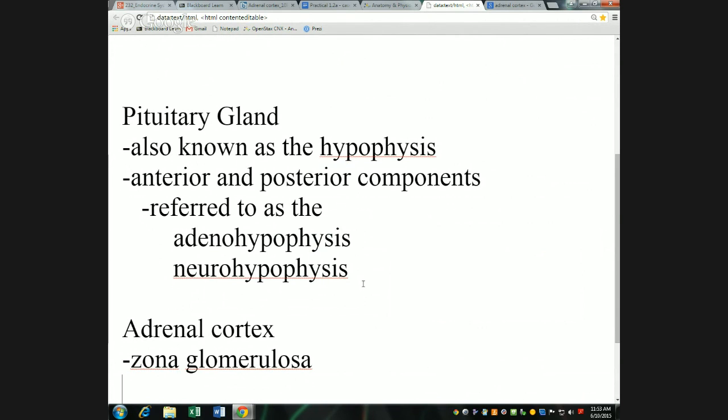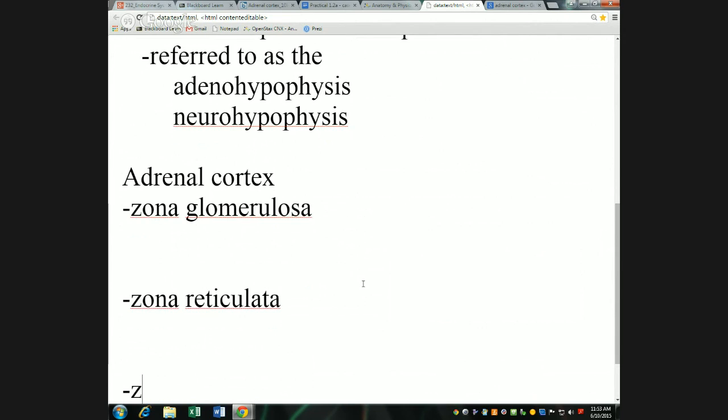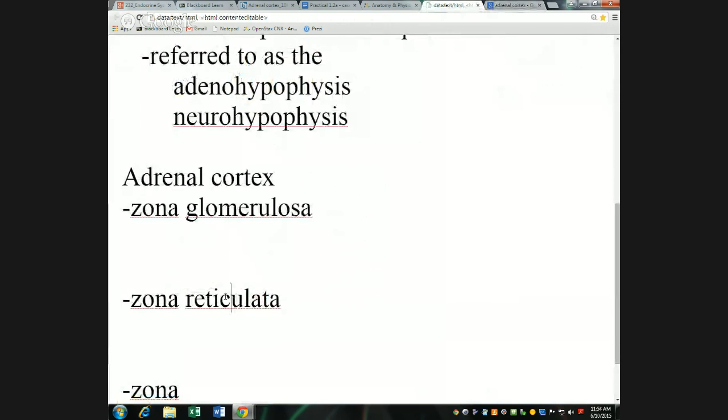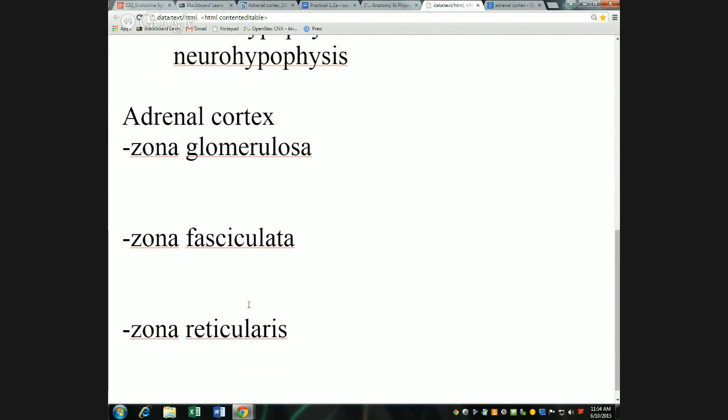Sorry, I want to skip a little space between these because I need to add to it. Zona... What was that? Shoot. Reticularis. Oh, great. I messed it up this time. So those are the three layers. Now I've left some space in there because I want to tell you what's secreted from each one.